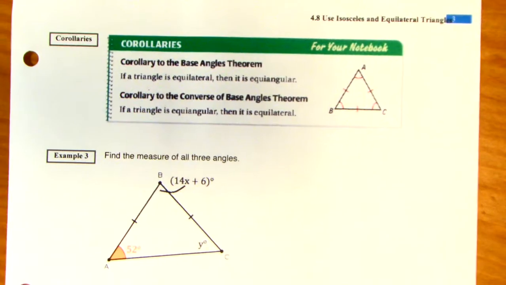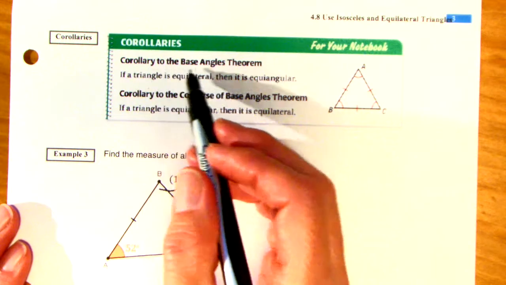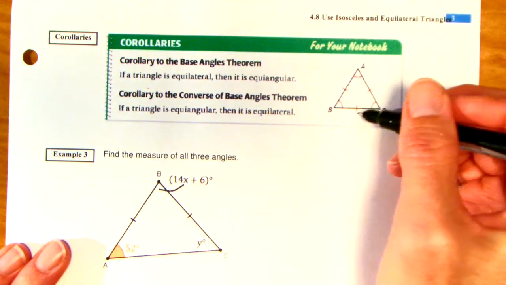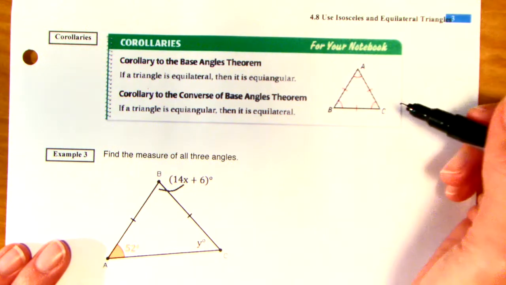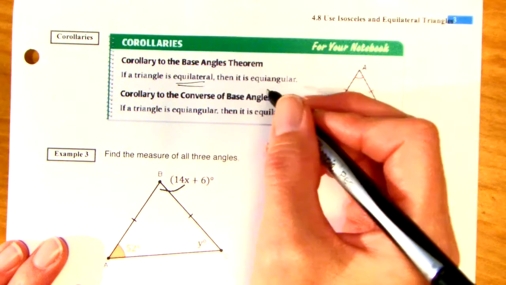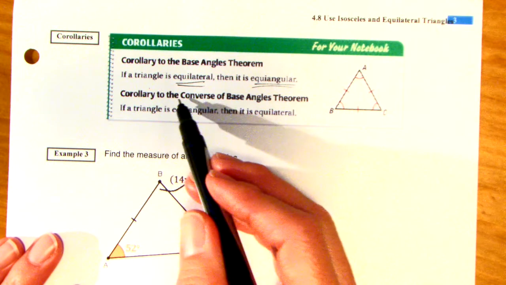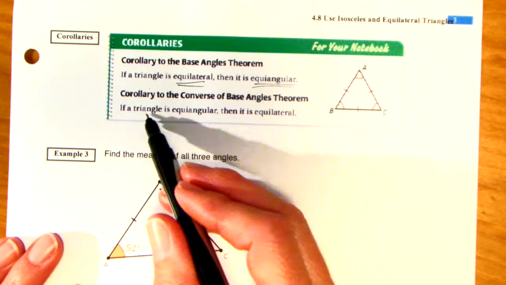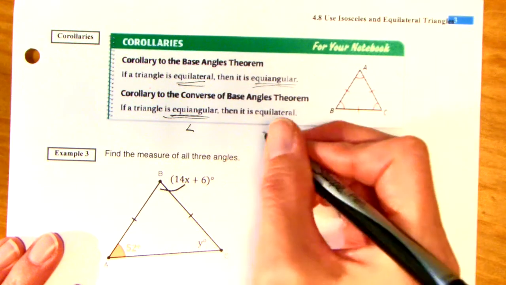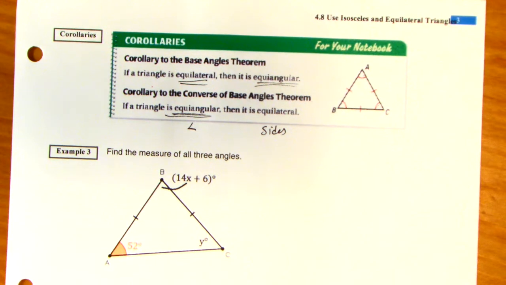Ooh, corollaries. You ready for this? Now we're going to throw in the equilateral triangle stuff. Corollary to the base angle theorem: if a triangle is equilateral, so if all sides are the same, then we know all the opposite angles are the same. So if our sides are congruent, then our angles are congruent. And then the corollary to the base angles theorem: if the triangle is equiangular, so if you start with the angles, then we go with the sides. So it's the flip-flop.